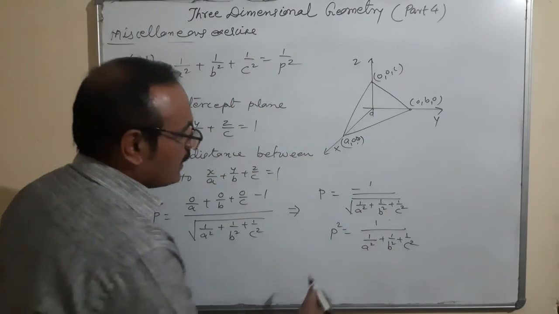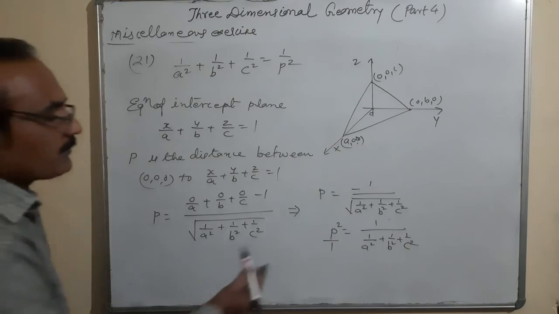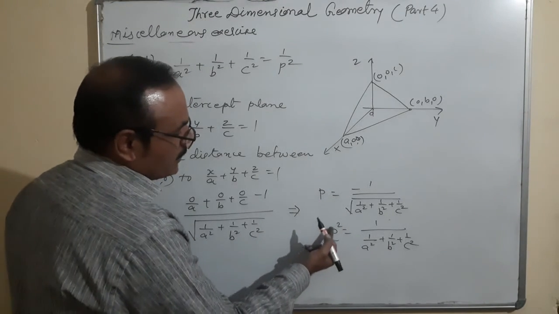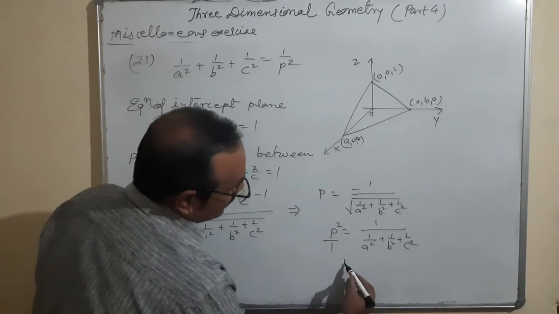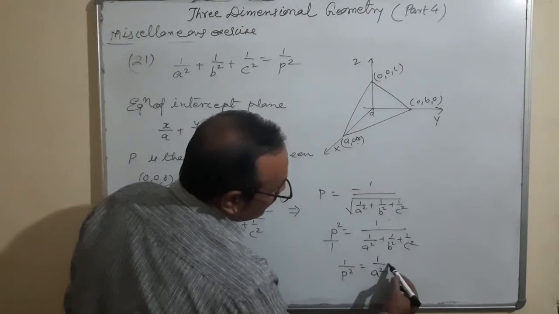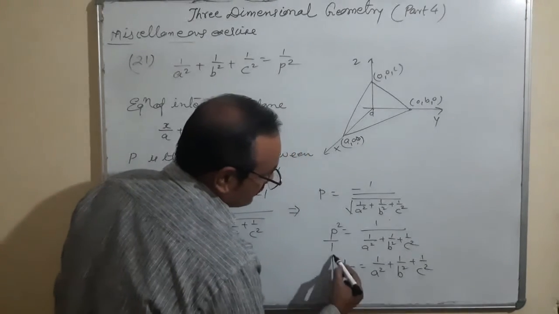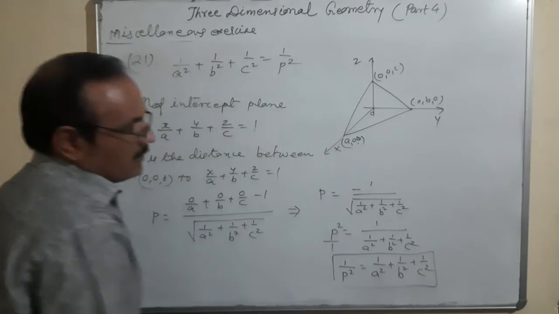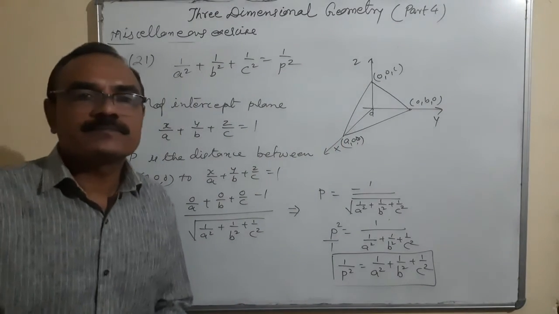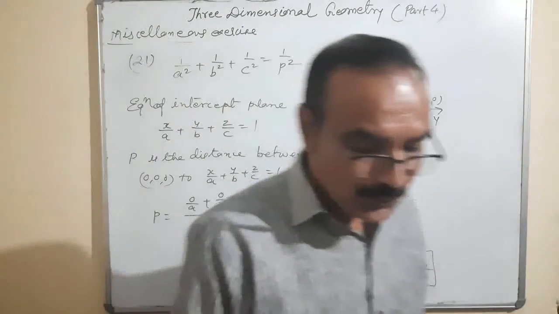If I take the reciprocal of p square, then p square upon 1 becomes 1 upon p square, which is equal to 1 upon a square plus 1 upon b square plus 1 upon c square. So this is what we wanted to prove. Got it? This was question number 21.